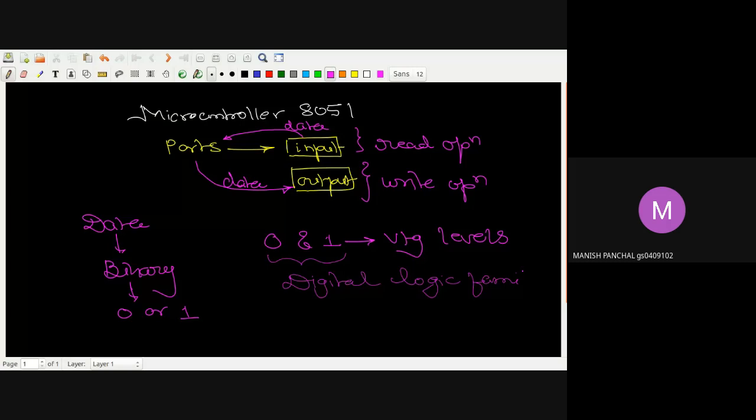Any question on this slide? Any question till now? No, sir. Okay, so we have already known this thing. We have already studied 8155 and 8255. The only difference is that they are peripheral ICs, and we are talking here in terms of the microcontroller. Okay, so now come to the next portion.